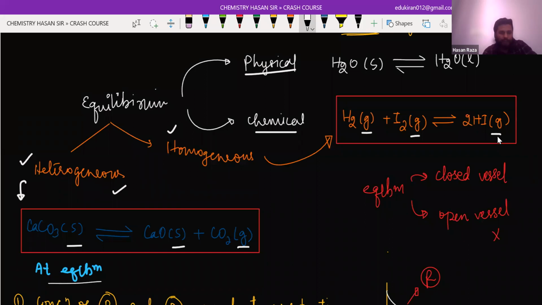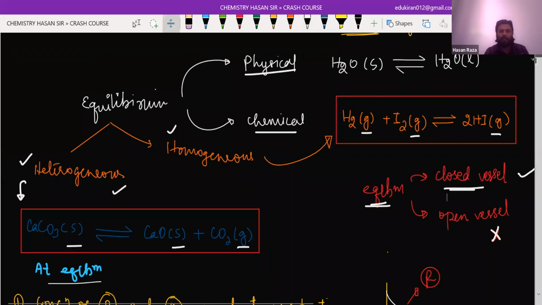Now, equilibrium is always carried out in a closed vessel, not an open vessel. Why? If any one of the reactants or products is in gaseous state, it will evolve out of the container, and then equilibrium cannot be achieved because one of the components has evolved out of the container. That's why we always carry out the equilibrium reaction in a closed vessel.